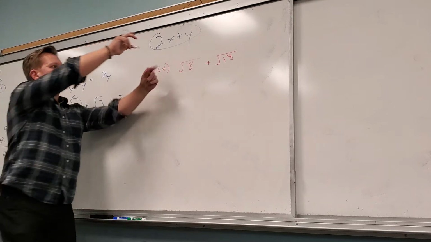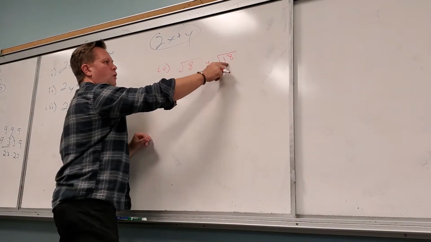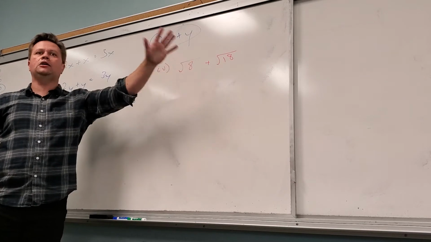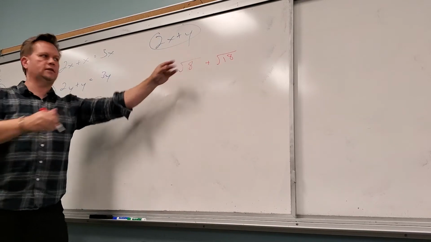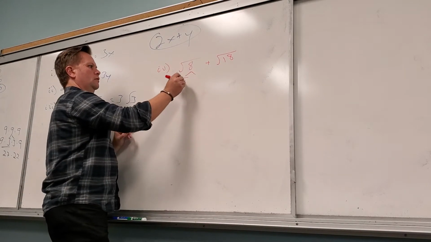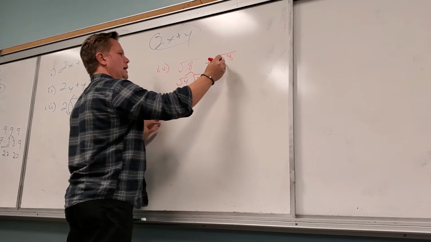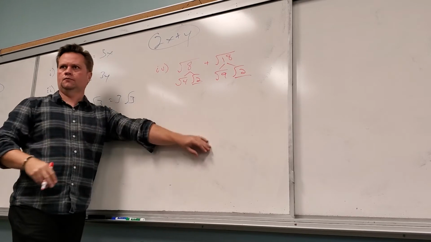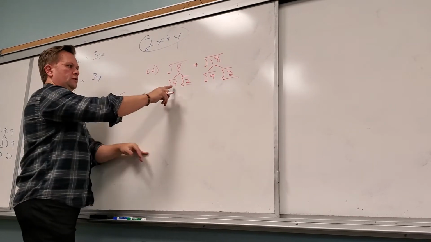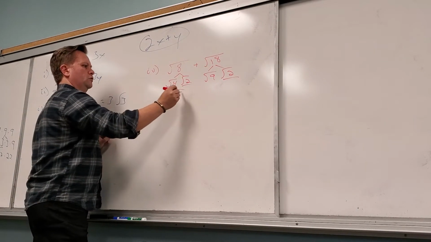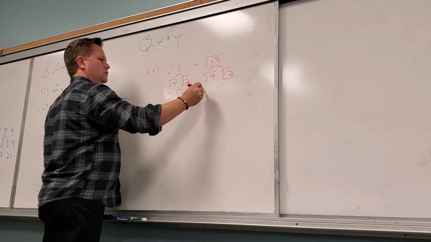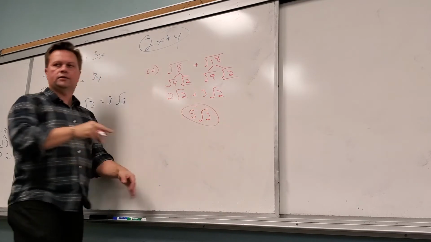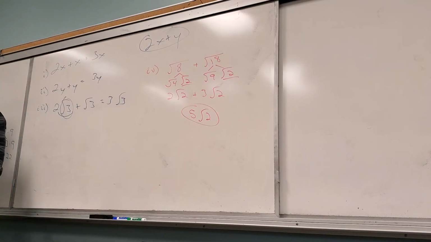So here's the trick. I can't do x plus y because I can't do anything with x or y. But this, I can do something with each of them. What does 8 have in it? What does 18 have in it? See how they both have that base? So this is 2 rad 2s plus 3 rad 2s, which is 5 rad 2s.